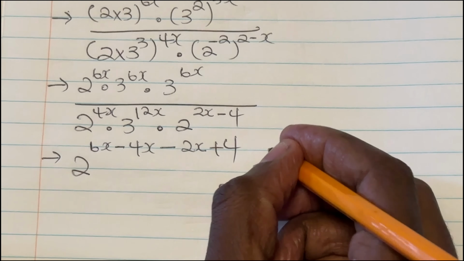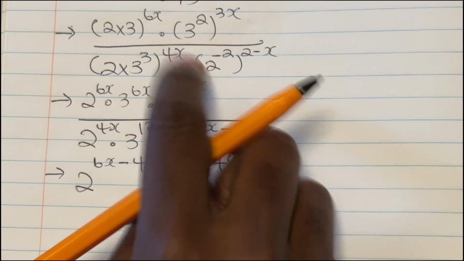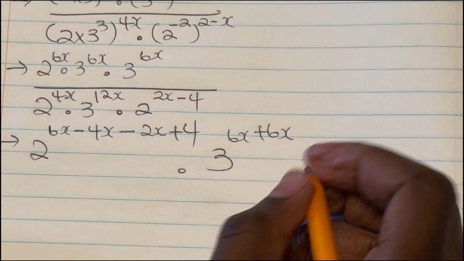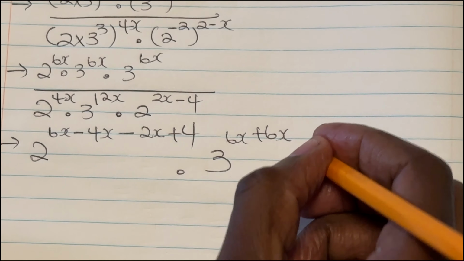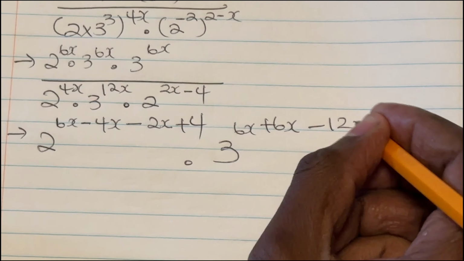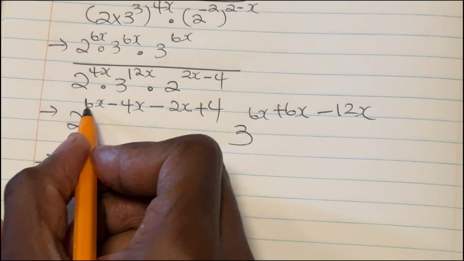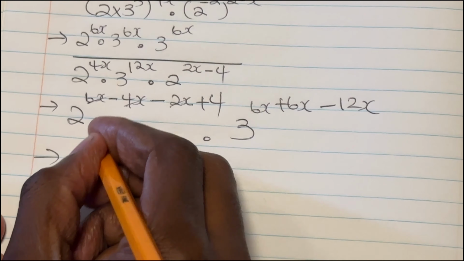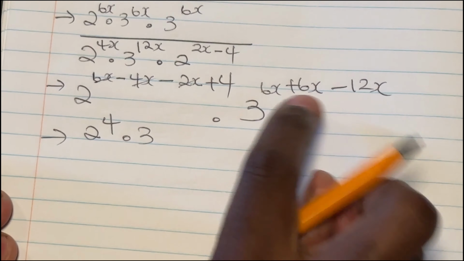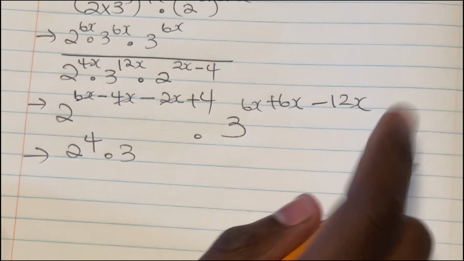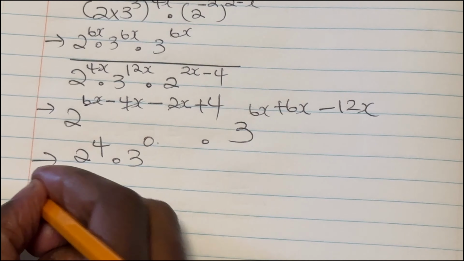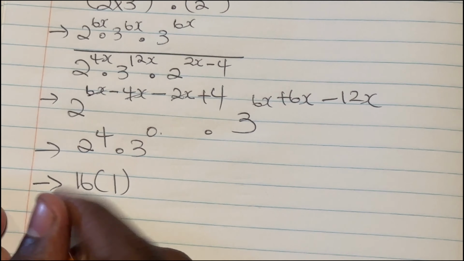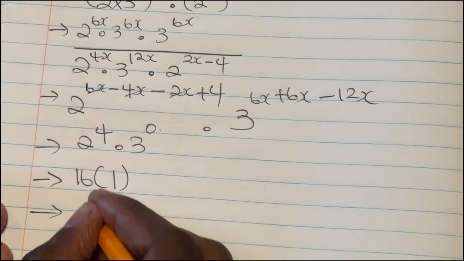At the top, 3 times 3 is also 6x, so at the top it's going to be plus 6x. When you go below, we have 3 to the power of 12x, which is going to be minus 12x, since it's dividing. So 6x minus 4x minus 2x, these all cancel out each other. We're going to be left with 2 to the power of 4 times 3. 6x plus 6x is 12x, minus 12x, which is going to be 0. So we know that 2 to the power of 4 is 16 times 1, because anything raised to the power of 0 is 1. So you're going to get 16 as your answer.